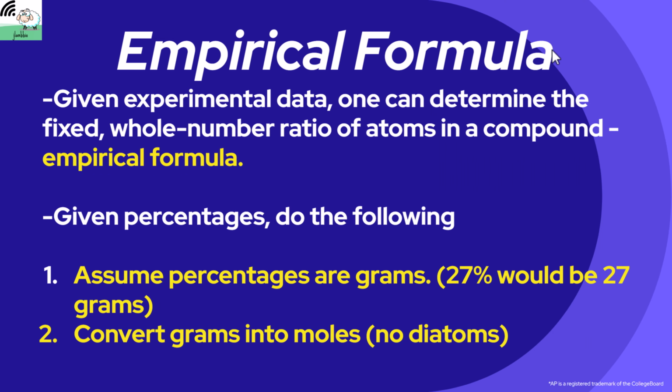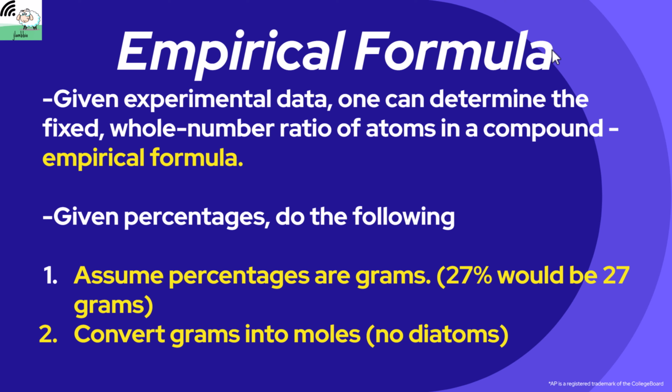Now, given some experimental data, and this is what we're really going to focus on in this particular part of the unit, we can determine that fixed whole number ratio of atoms in a compound that is known as the empirical formula. And to do this, we're going to have to do a little bit of math, but it's not very complicated math. Most of the time you're going to be given percentages. And when you're given percentages, it's pretty straightforward. You just need to do the following.